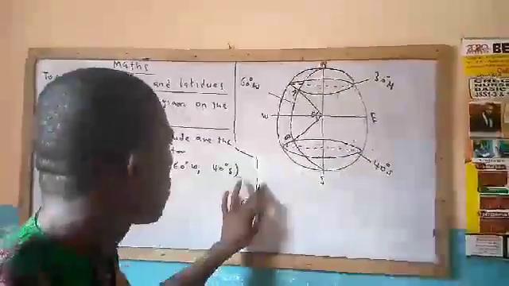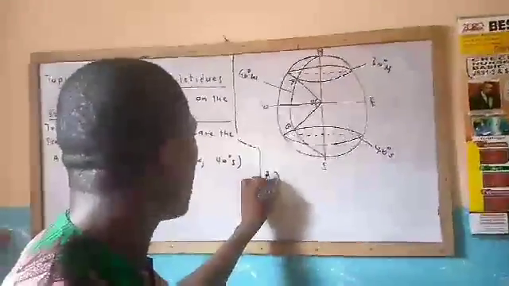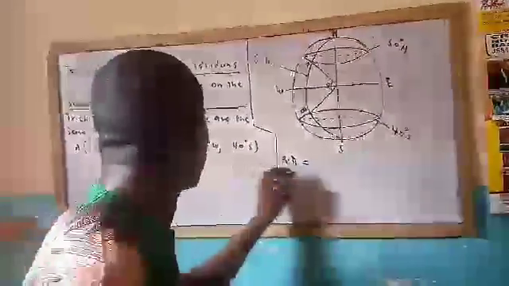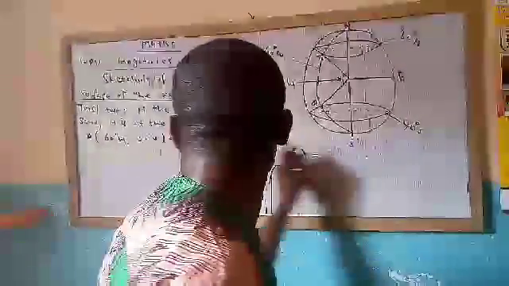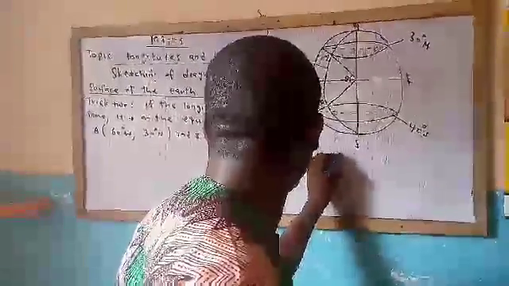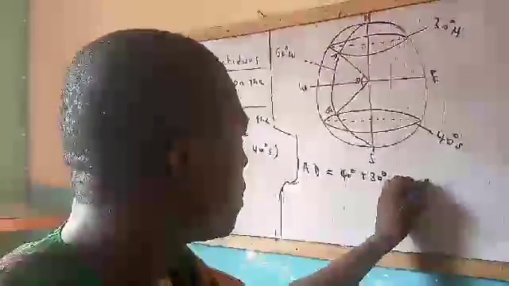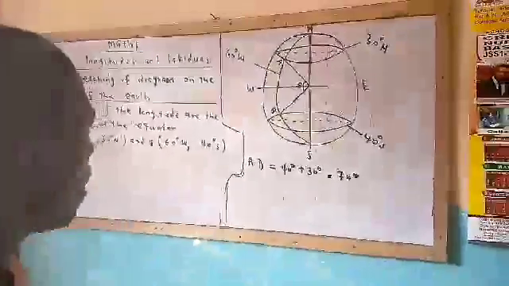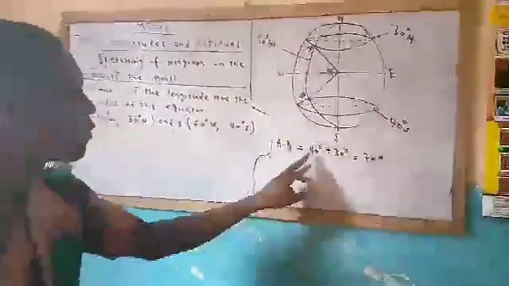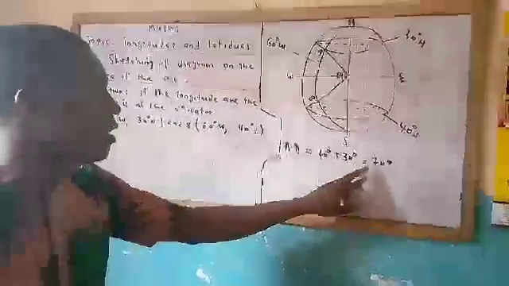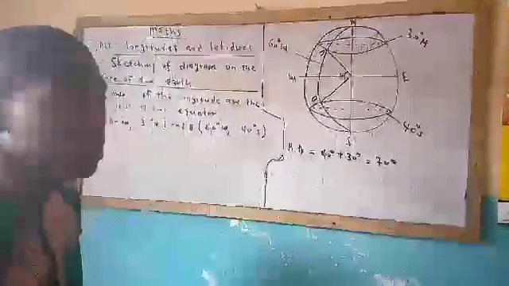Now we're going to get our angular difference. So our angular difference will now be given as 40 degree plus 30 degree, which will give us 70 degree. Now, let me take that again. Our angular difference will give us 40 degree plus 30 degree. That gives us 70 degree.